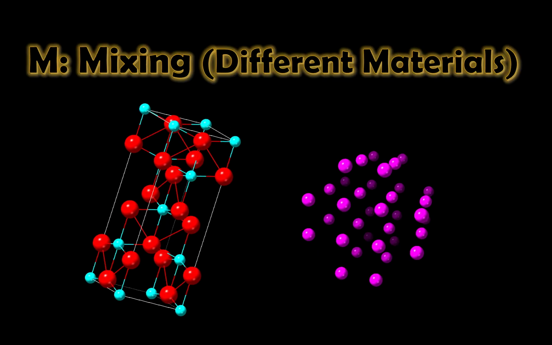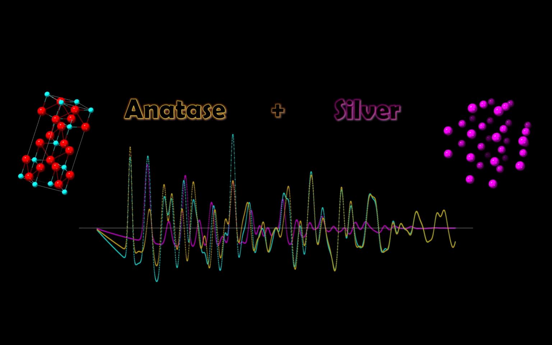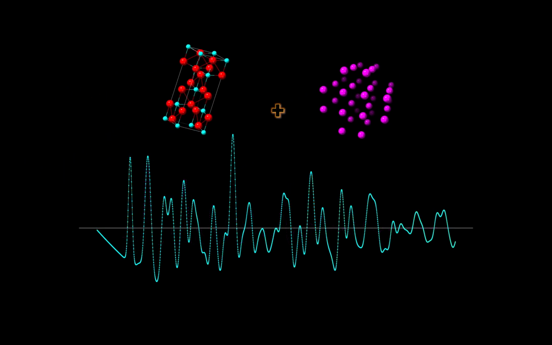Finally, we can also see how 2 different materials mix together and whether or not they are mixed properly to give the desired result. Here you can see the PDF of TiO2 and silver nanoparticles. They are very different patterns. Then after mixing them together, you can see how the PDF pattern has elements of both materials, which shows us the formation of a nanocomposite material.